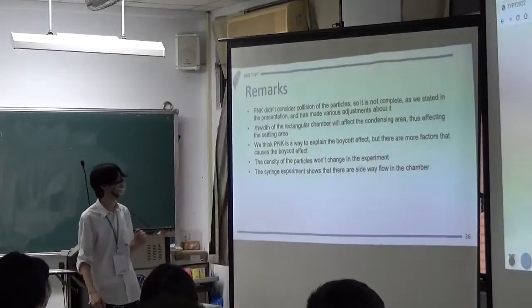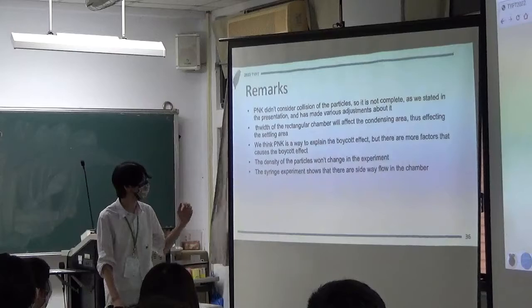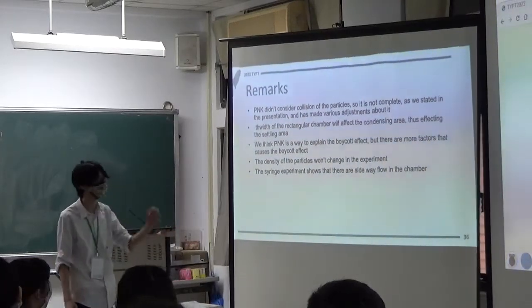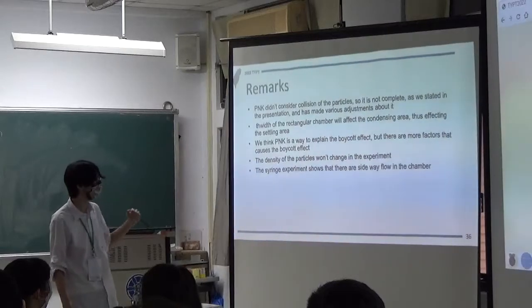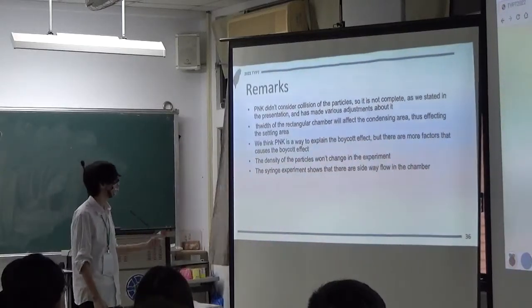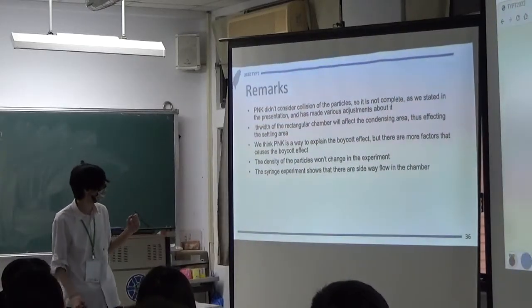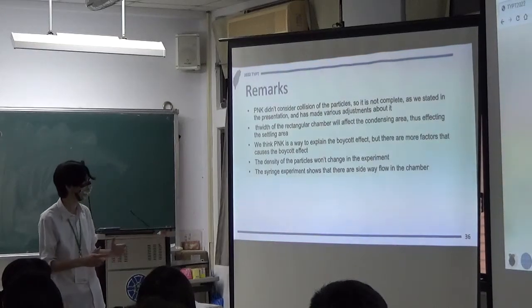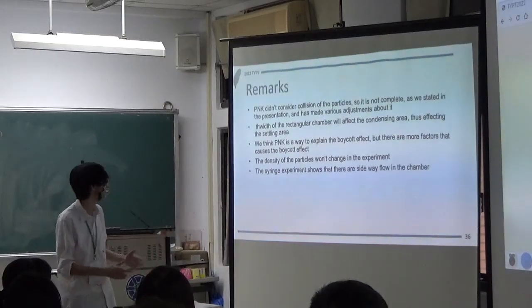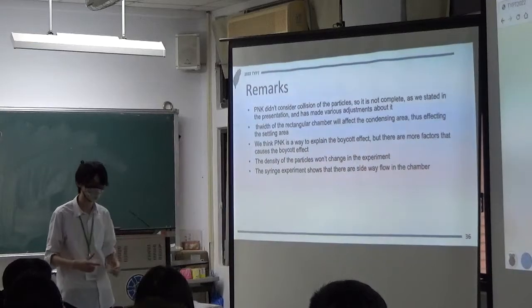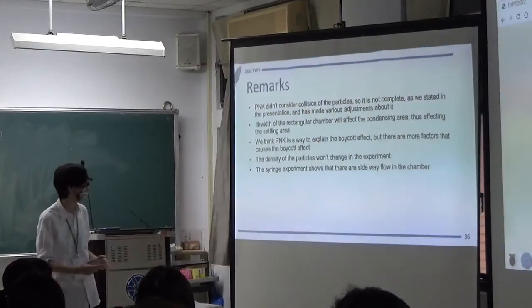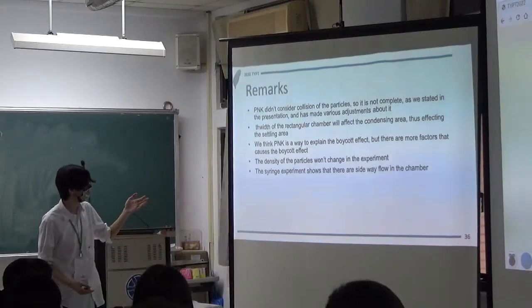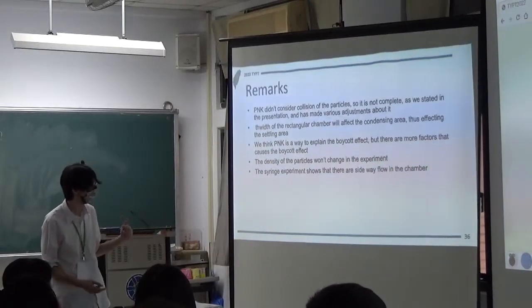Okay, so here's the concluding remark. PMK does not consider collision of the particles, so it is not complete, as we stated in the presentation, and we have made various adjustments for it. The width of the rectangular chamber will affect the condensing area, thus affecting the settling area. So I misunderstood the reviewer's question about diameter, and we think that PMK is a way to explain the boycott effect.